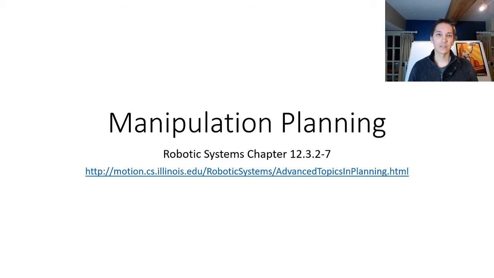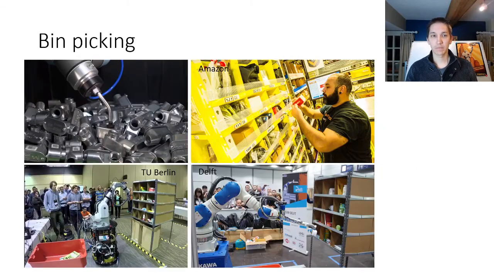Hello everyone. Today we're going to be talking about manipulation planning, and in particular chapters 12.3.2 through 7 of Robotic Systems. We're going to be talking about the basics of manipulation planning, in particular the types of manipulations that need to be done for bin picking as well as placing.